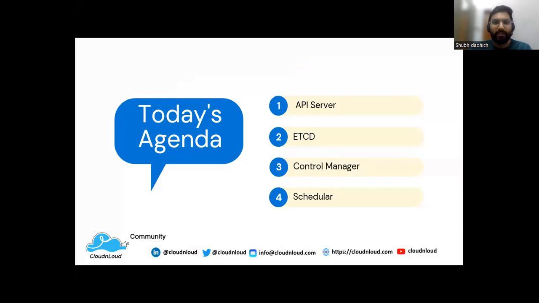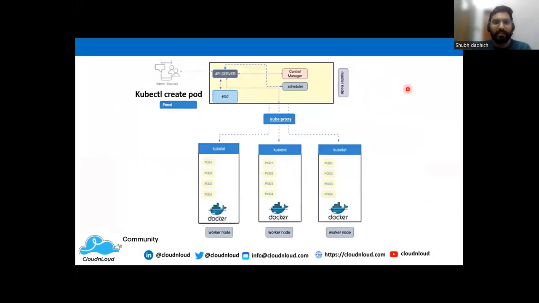Today in this series we will be talking about the first component of the Kubernetes architecture, that is API server. As we discussed earlier, the API server is responsible for establishing the communication between the other components within the cluster. Let's discuss in more detail what an API server does.